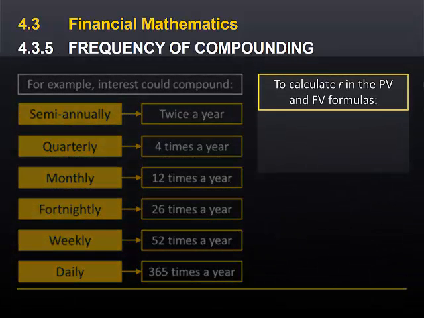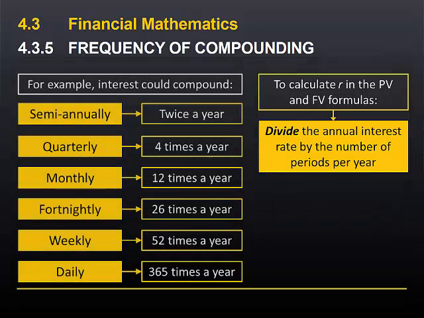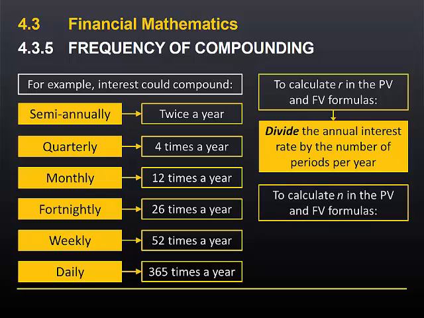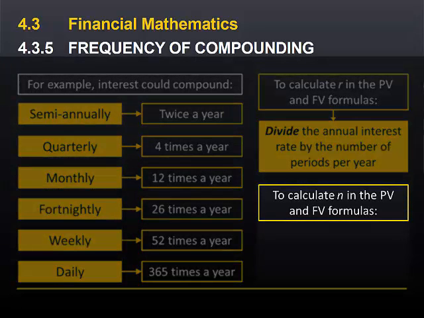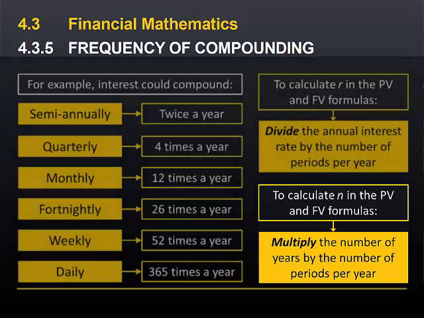In order to calculate R in the present value and future value formulas, we need to divide the annual interest rate by the number of compounding periods per year. And to calculate N in those formulas, we need to multiply the number of years by the number of compounding periods per year.